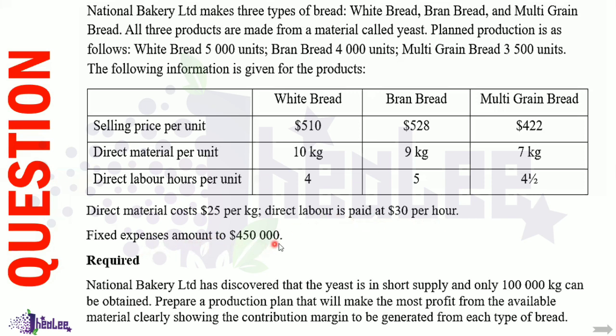Fixed expenses amount to $450,000. National Bakery Limited has discovered that the yeast is in short supply and only 100,000 kg can be obtained. So this is basically saying that the limiting factor for the bread is yeast. Prepare a production plan that will make the most profit from the available material, clearly showing the contribution margin to be generated from each type of bread.